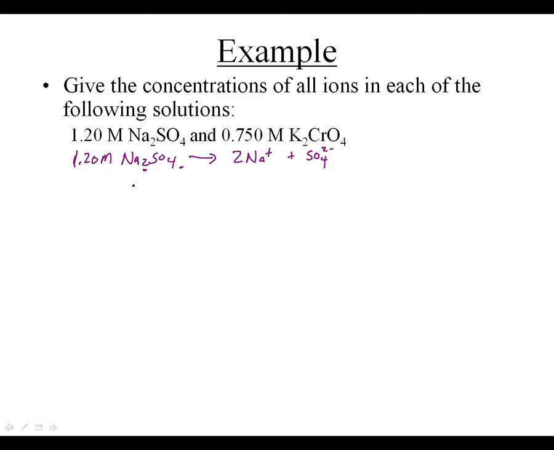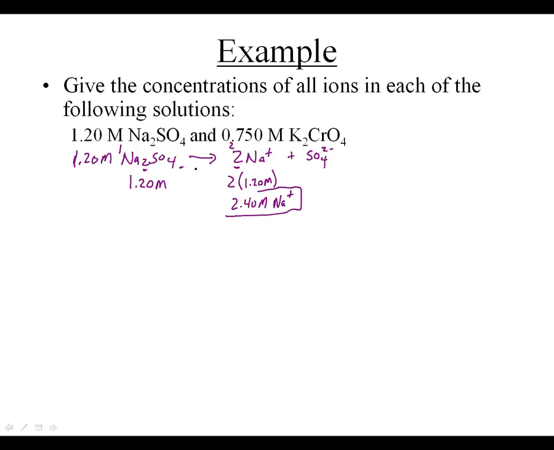And as we talked about before, if you know the concentration of the whole thing together, you can basically treat it like stoichiometry. So this is a 1-to-2 relationship in terms of how it breaks apart. So it's twice as concentrated in terms of the sodium. So the concentration of the sodium ions would be 2 times the 1.20, the two from here. And that would get you something like 2.40 molar sodium ions in this particular case.